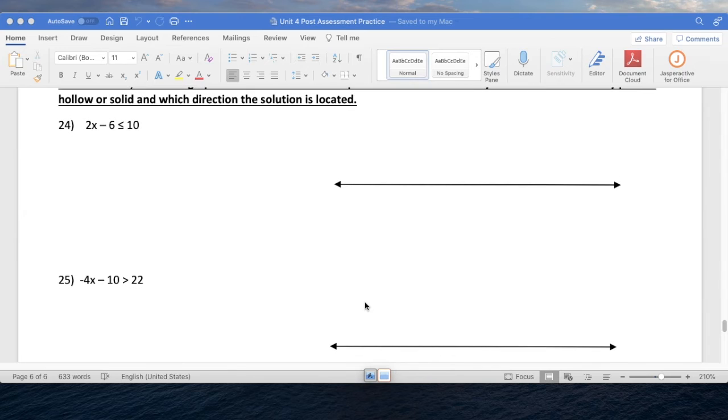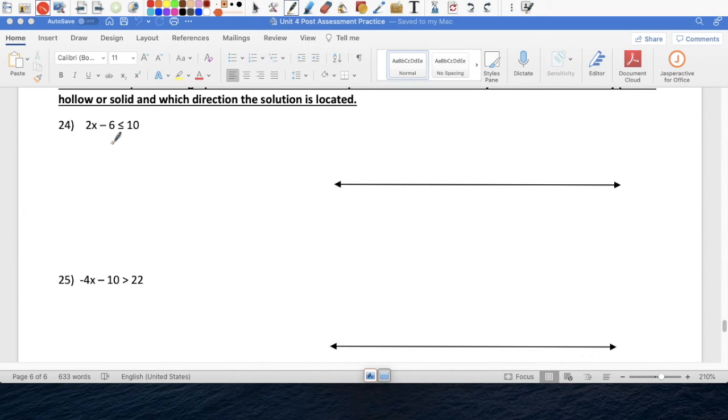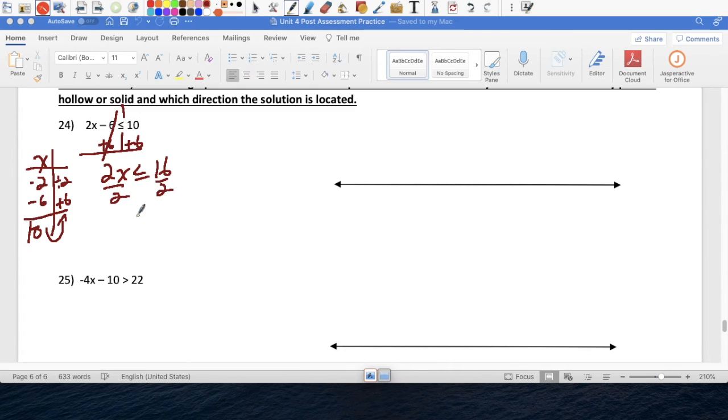And find the last two. These should be the easier ones, so I think you should do really well. Let's make a story. Variable x times 2 minus 6 less or equal to 10. So we're going to do plus 6 first and then divide by 2. So left and right, plus 6, 6 goes away, 2x less or equal to 16, divide by 2, and x less or equal to 8.